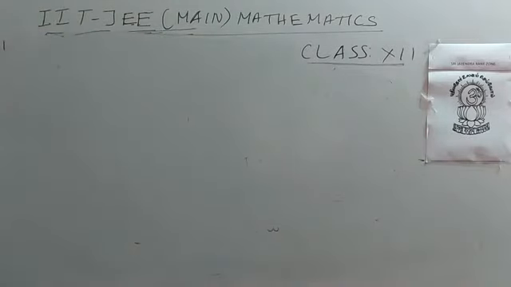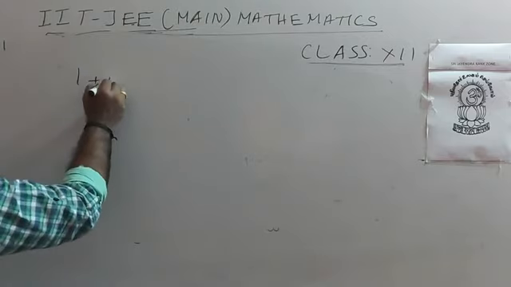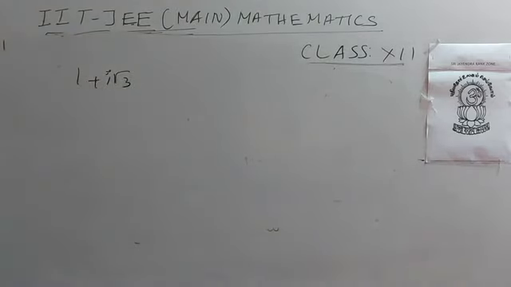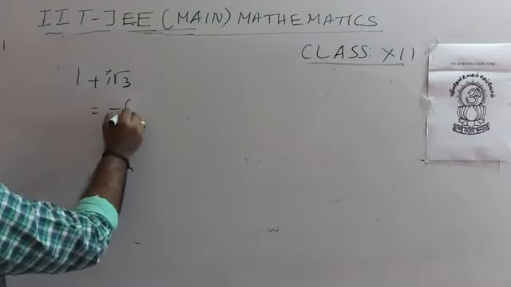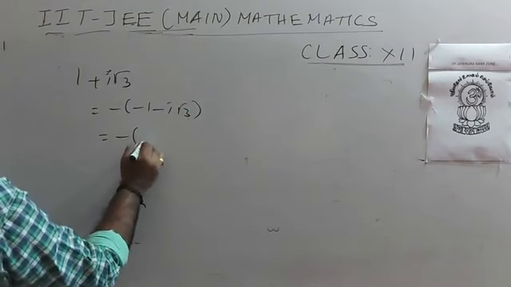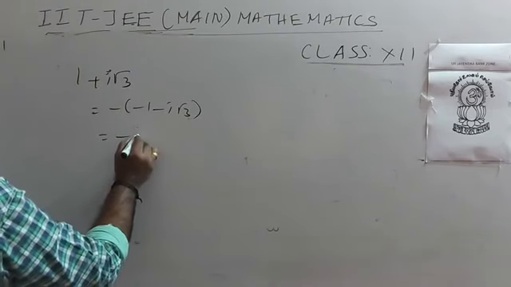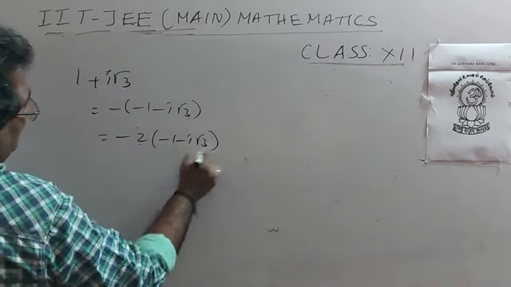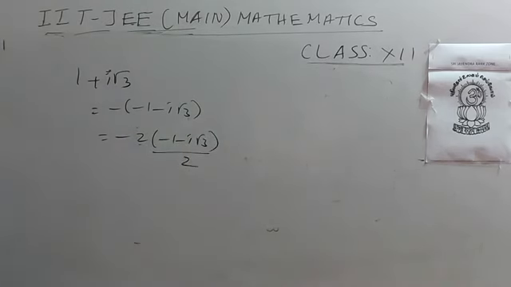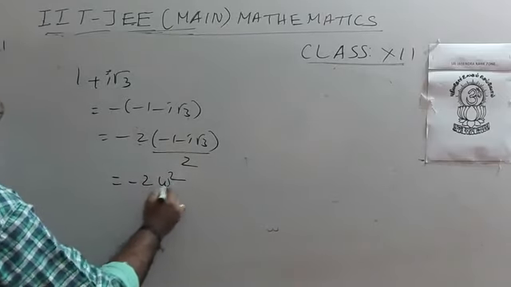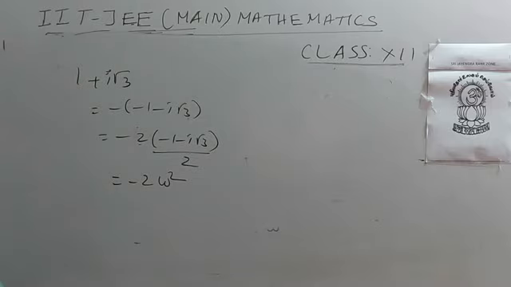To illustrate this, take 1 plus i root 3, a complex number where the ratio is 1 is to root 3. We can write this as minus 2 into minus 1 minus i root 3 by 2. This is omega squared. So it is minus 2 omega squared.